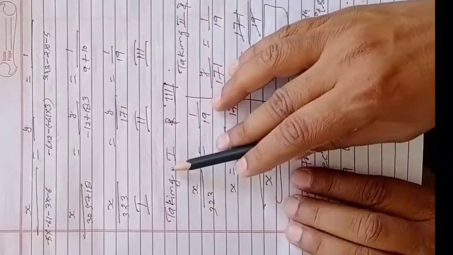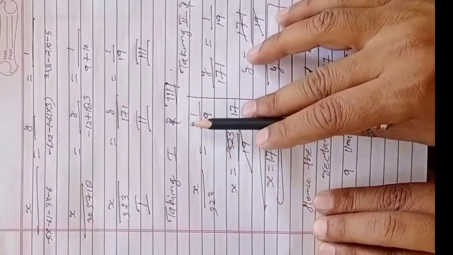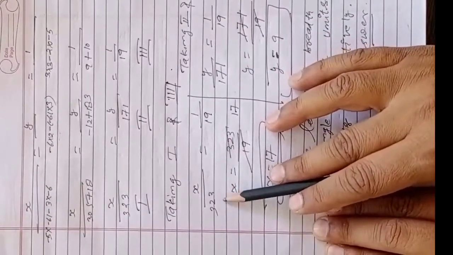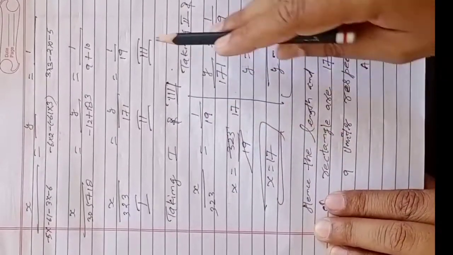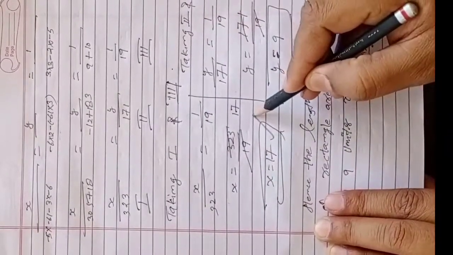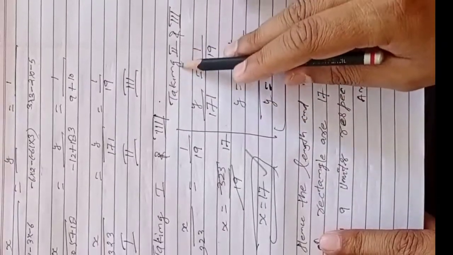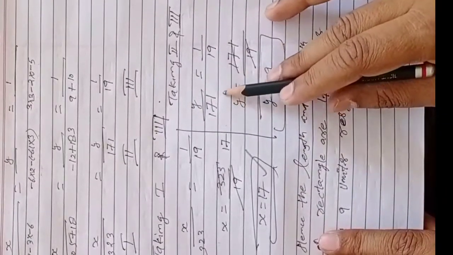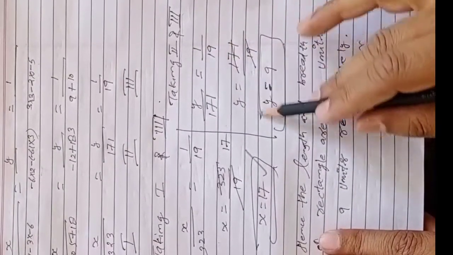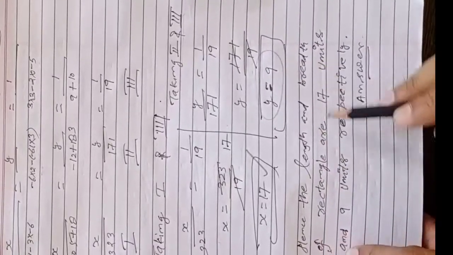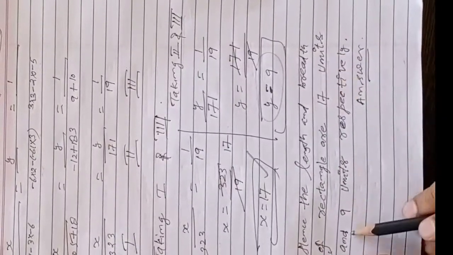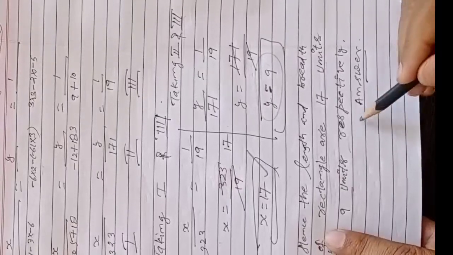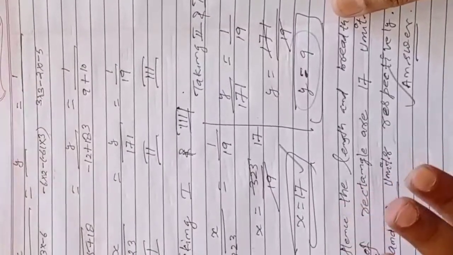When we are simplifying this, it is coming. So we are taking first and third: x upon 323 is equal to 1 upon 19. So x is coming 17. And when we are taking second and third, y upon 171 is equal to 1 upon 19. y is coming 9. Hence the length and breadth of the rectangle are 17 units and 9 units respectively. So this is the required answer for this question.